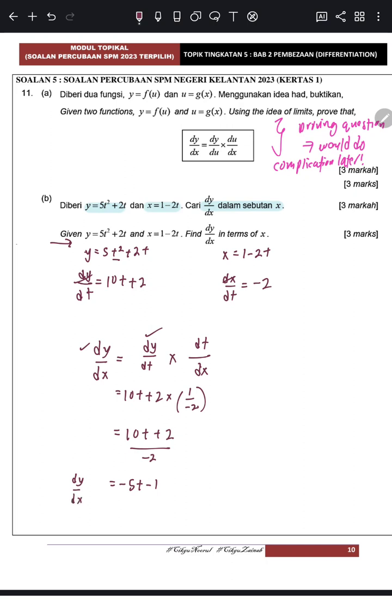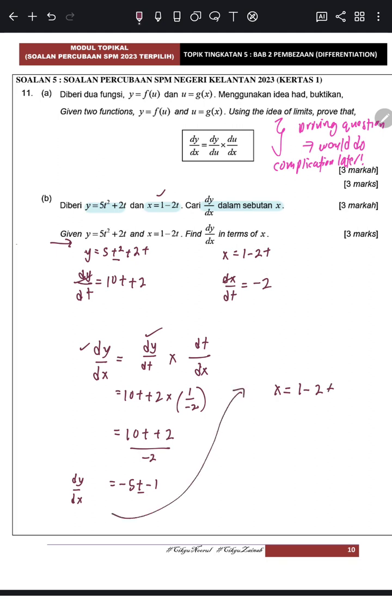Don't you think this answer is correct? No, this is wrong. Why wrong? Because they say in terms of x, but this one is in terms of t. So how do you make this in terms of x? If in terms of x, look at both of these equations, which one has x? This one only has x. You don't have x here, you just have t here, so you use x equals 1 minus 2t.